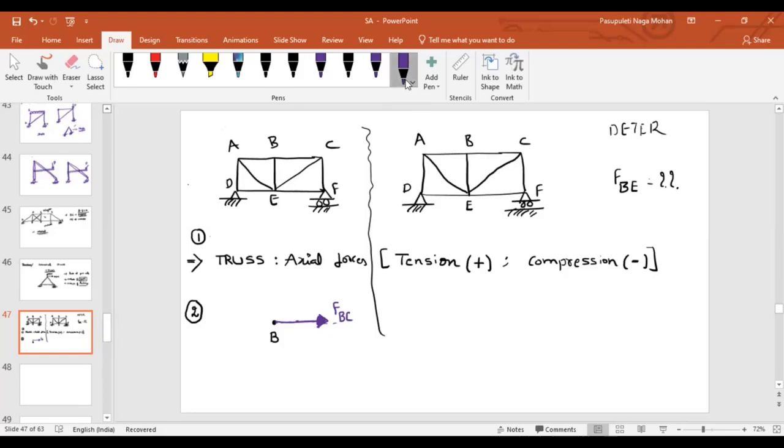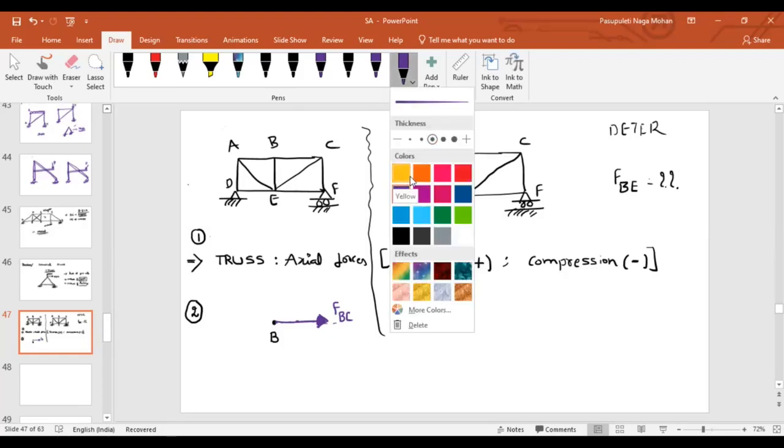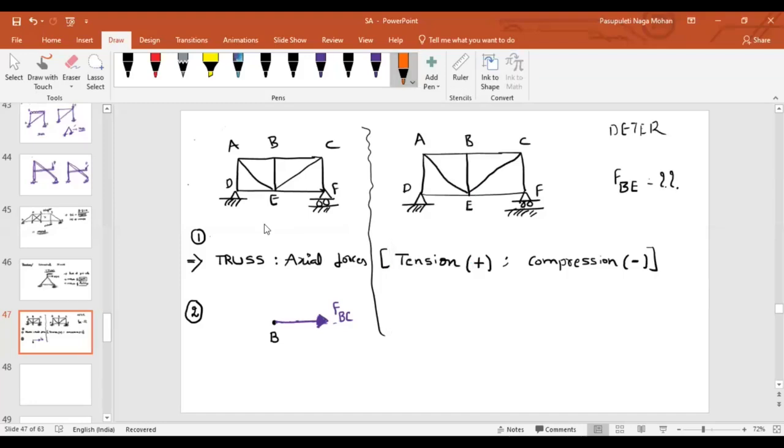Similarly, if I want to represent the tensile force in the member BA, what is the first thing we have to do? Draw an imaginary line along the element and then represent an arrow away from the joint. So in this case, left side. If I represent left side, that is only away from the joint. So this is the representation of tensile force in the member BA.